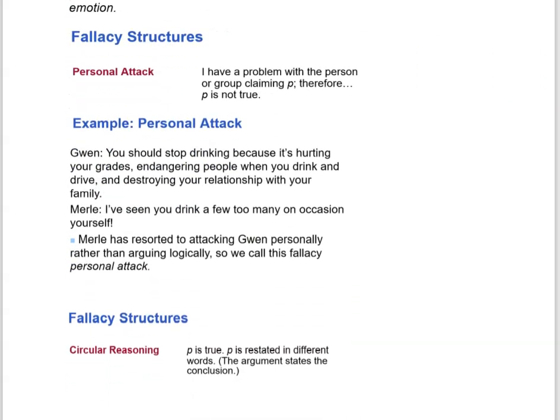Next, we've got a personal attack. I have a problem with a person or group claiming P, therefore P is not true. Okay, so Gwen says, you should stop drinking because it's hurting your grades, endangering people when you drink and drive, and destroying your relationship with your family. So Merle says, I've seen you drink a few too many on occasion yourself. Merle has resorted to attacking Gwen personally rather than arguing logically. So we will call this fallacy a personal attack.